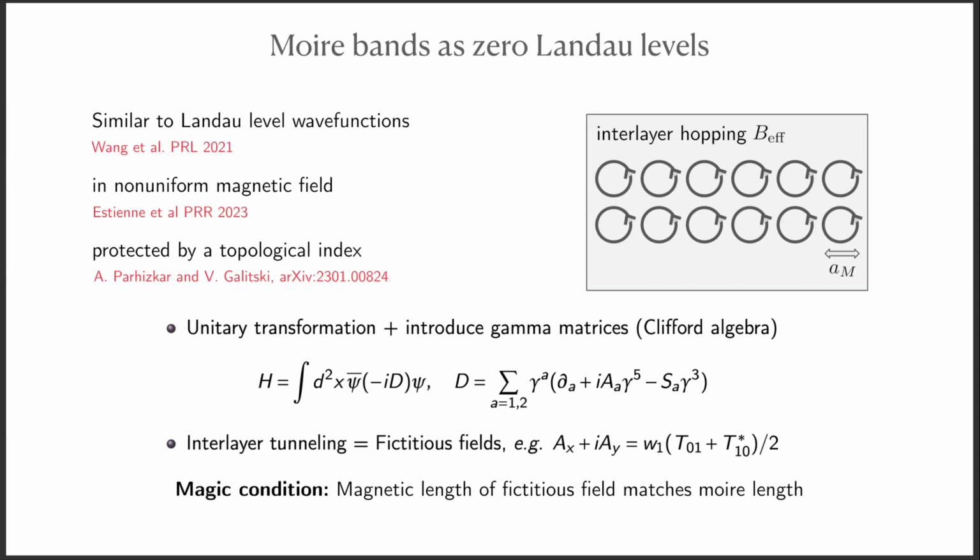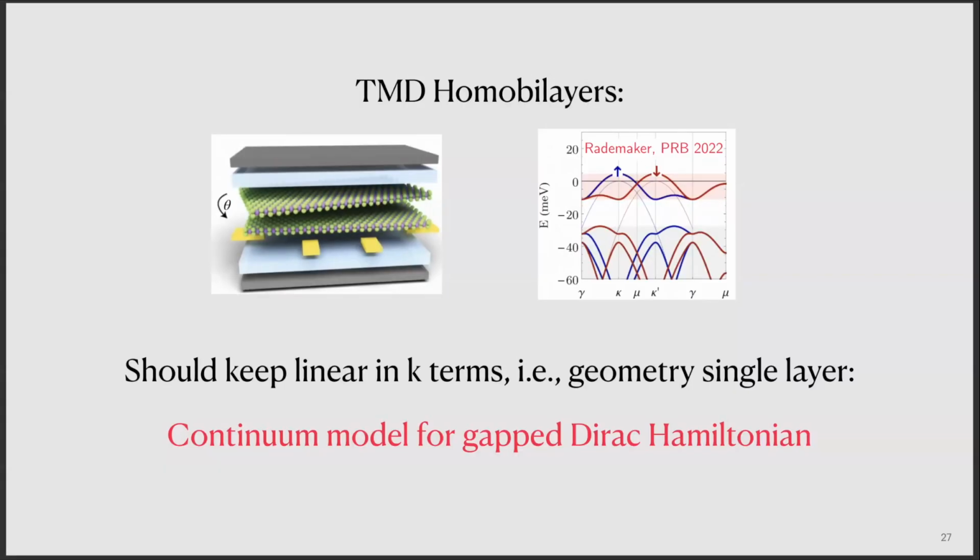So when you write down the theory of the chiral fermions under the interlayer hoppings, which basically creates some fictitious field, a way of thinking about the magic angle is one in which the magnetic length associated with the effective magnetic field actually coincides with the Moiré length. So that's a fine-tuned point, but it's a point where you can describe the two theories, where there's a very nice connection between the two theories.